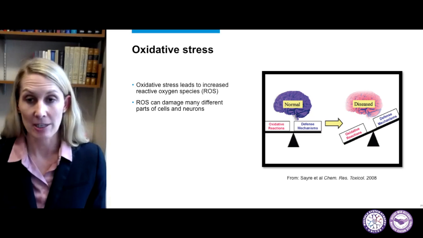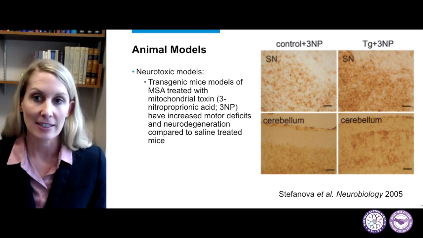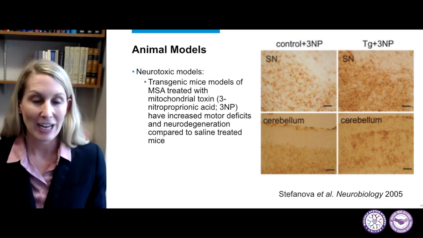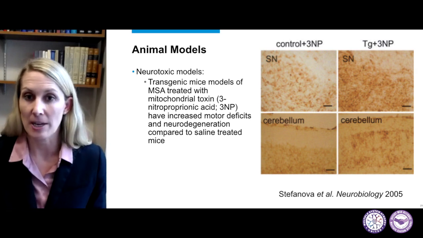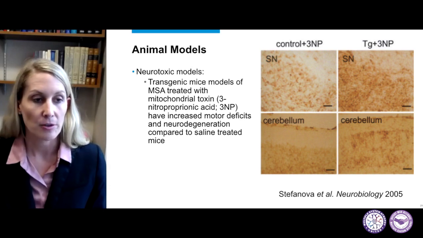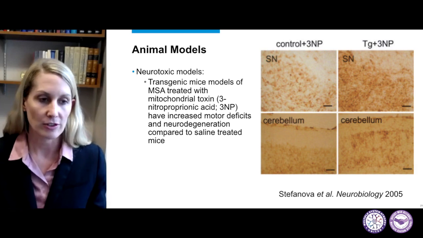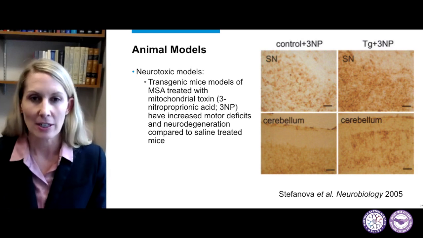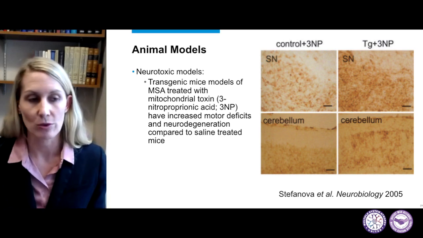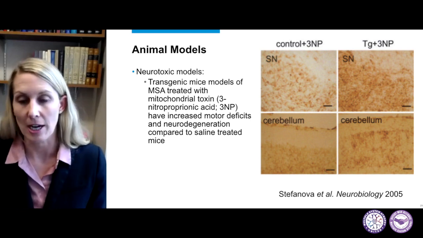We know from animal models that pesticides in particular can cause reactive oxygen species, and neurotoxins in and of themselves. So this is work in specifically multiple system atrophy, a transgenic mice model. This is a mouse model that's already a bit more susceptible to getting multiple system atrophy, and was then treated with the mitochondrial toxin 3NP. They had increased motor deficits and neurodegeneration compared to mice treated with just saline solution. So it's suggesting that there may be a susceptibility component, that when certain individuals are exposed to these different toxins, it leads to greater neurodegeneration and the alpha-synucleinopathy pathology.